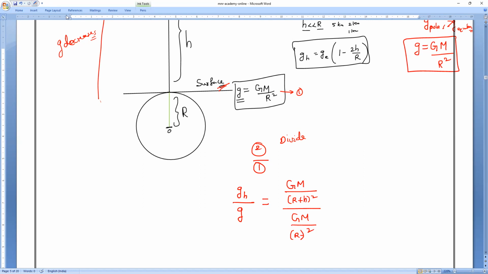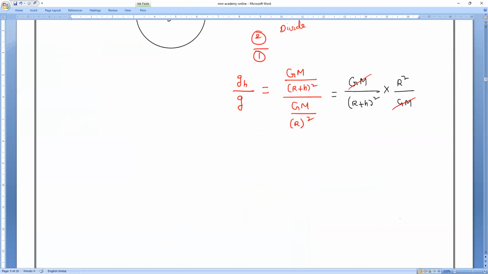Am I right? Pranav, Kishore, girls, all of you understanding? So it will turn into (R plus H) whole square multiplied by R square by GM. So something will get cancelled. Anybody can tell what will get cancelled? GM will get cancelled. Okay? Understand? So g_h divided by g is equal to, what is remaining? R square divided by (R plus H) whole square.